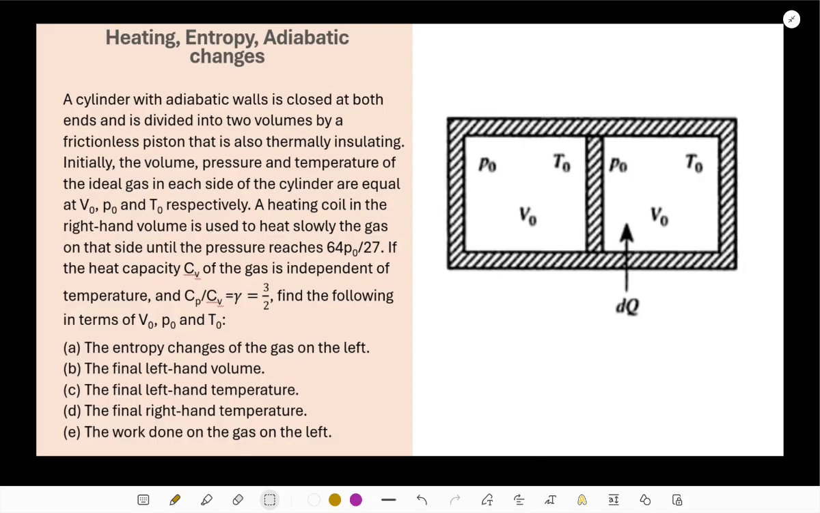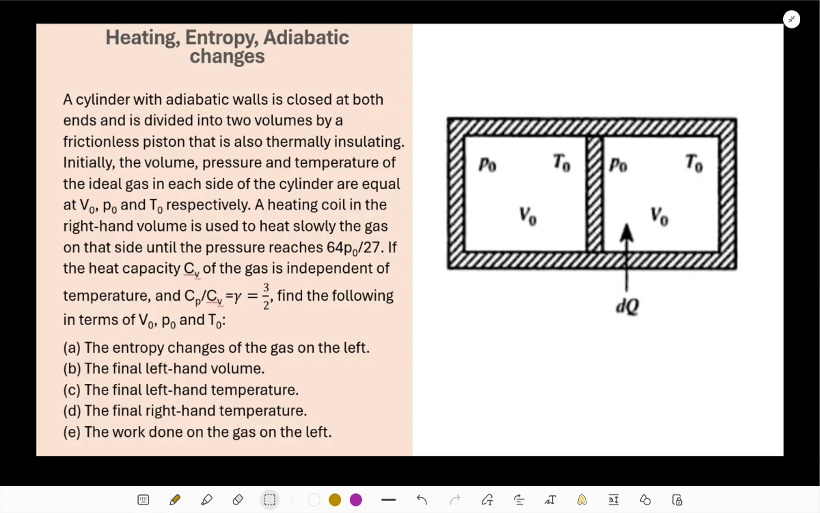The first thing is to find the entropy change of the gas on the left side. Then the final left hand volume, the final left hand temperature, the final right hand temperature, and the work done on the gas on the left. The problem is not very complicated. It's a simple problem.